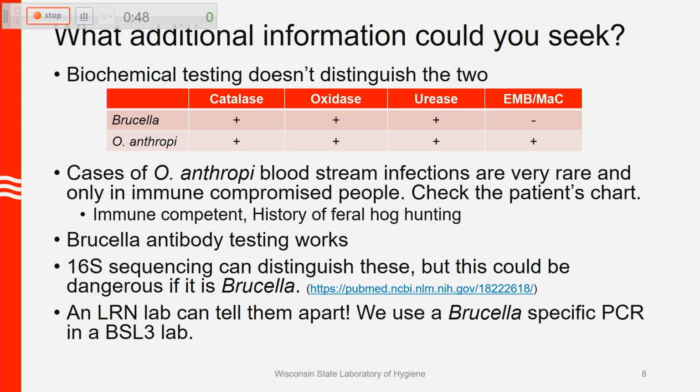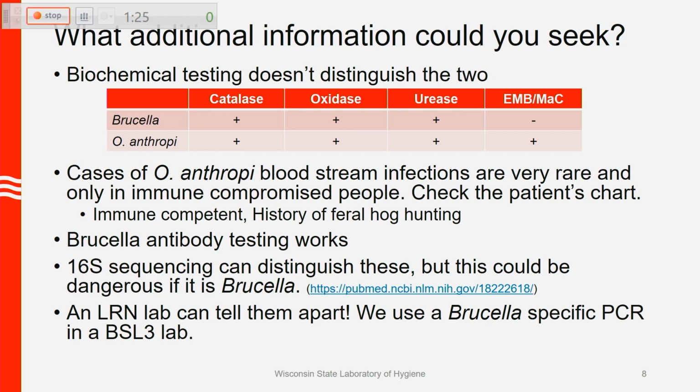Now, hopefully, a lot of you were thinking through this and had some things flag in your mind that this could be something different. This could be a Brucella, and that's actually what this turned out to be in this particular case. This was a missed identification of a select agent in the laboratory. So how could she have done this differently? If we look at biochemical testing for Brucella and O. anthropi, they're both catalase positive, oxidase positive, urease positive. The only difference is the growth on EMB or MacConkey. There's no growth for Brucella, and there is growth for O. anthropi.